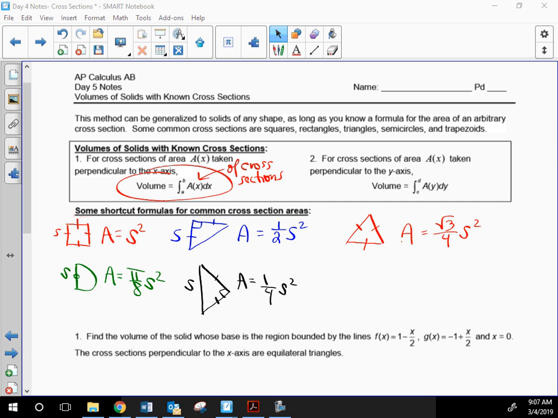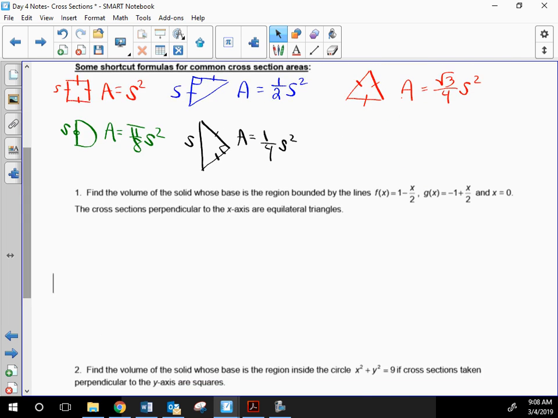Okay, so again, what we're doing is essentially the same thing as before. Instead of establishing our radius, now we're establishing what our side length is. And then it's just the area of our cross section. As you can see, these area formulas are usually something times side squared. So if you just remember those coefficients, that gives you a shortcut.